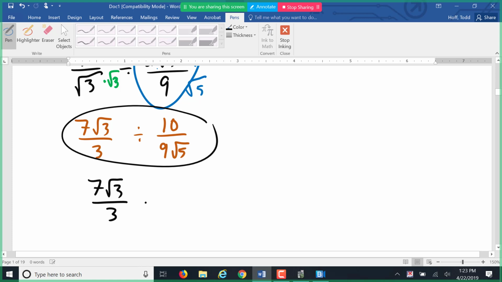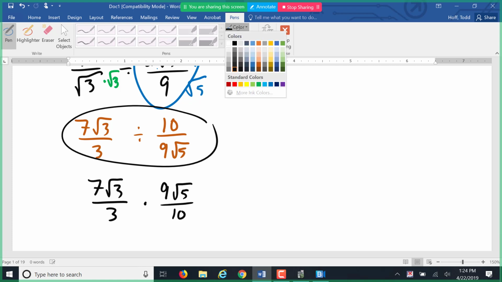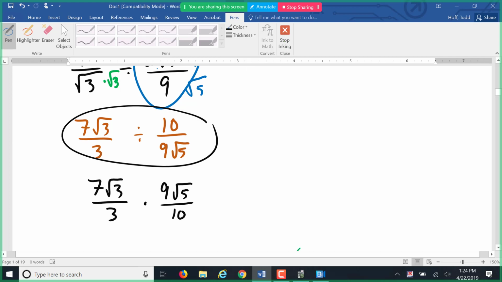7 root 3 over 3 times 9 root 5 over 10. We could cross cancel, by the way. The 9 and the 3 both divide by 3, giving us 1 and 3. 7 times 3 is 21. Root 3 times root 5 is root 15 over 1 times 10 is 10.